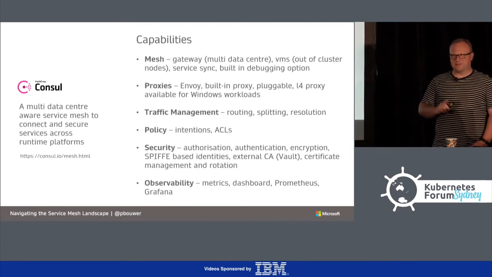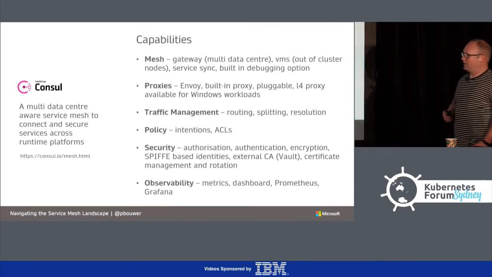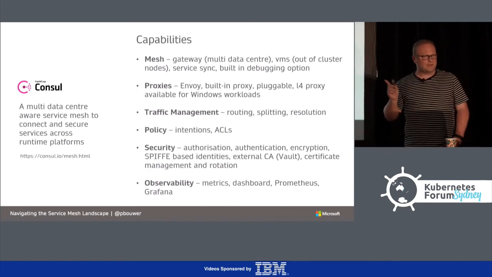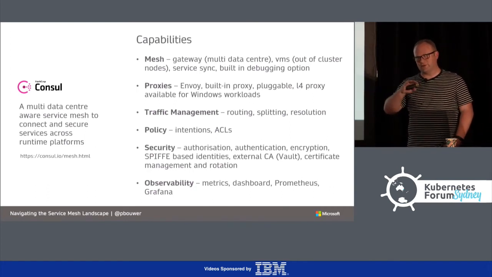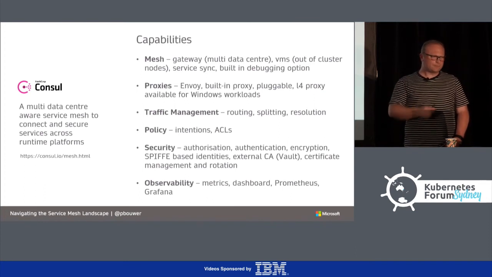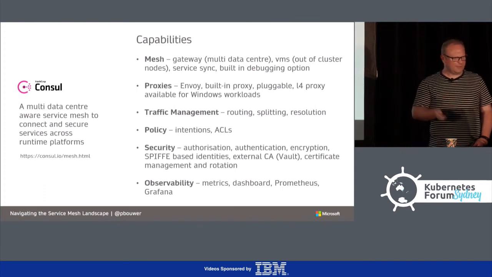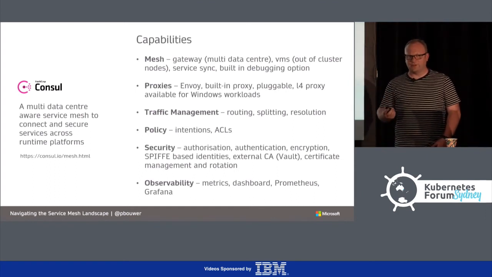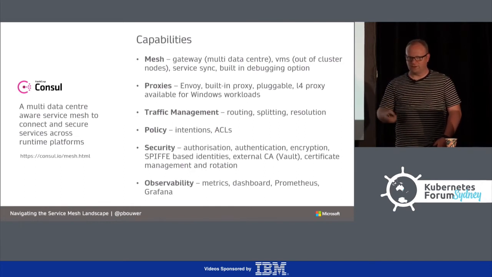This capability list looks pretty much like Istio. They do a lot of things. They also do multi-data center or multi-cluster or multi-VM gateways. They can span across VMs. There's a ton of stuff. And also around security, because they have HashiCorp Vault, you can have a little bit more control over your certificates and your identities.